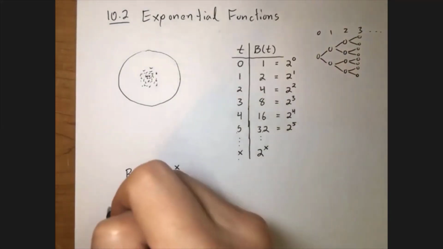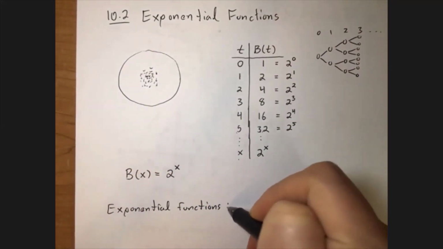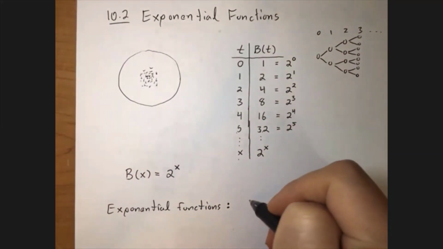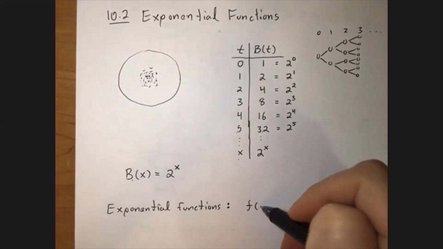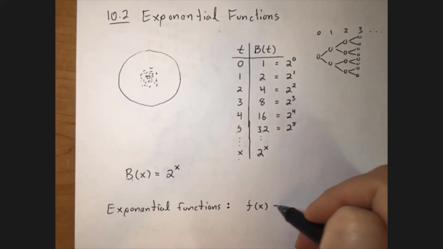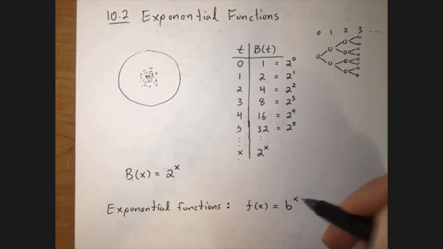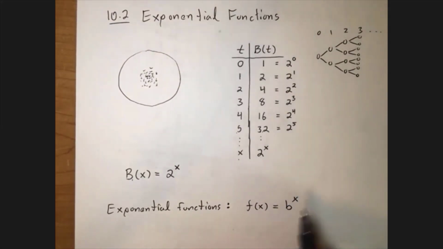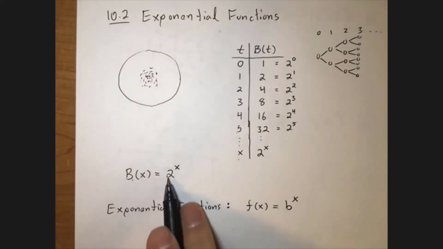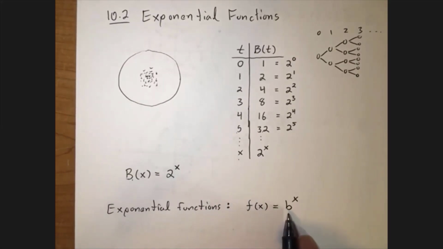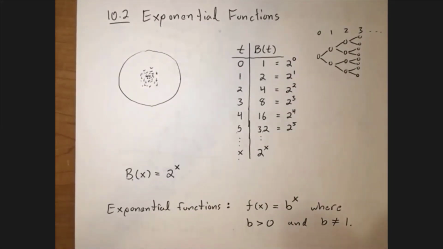Well, an exponential function is a function of the form, in this case I used b, I'm going to use a lowercase f for this function, f of x equals some number raised to the power x. In this case, my number was 2, right? But it could be a different number. But it can't be any number. This number here has to be positive, and it can't be equal to 1. So as long as it's a positive number not equal to 1, this is what we call an exponential function.